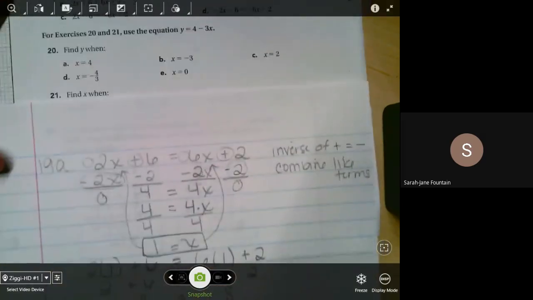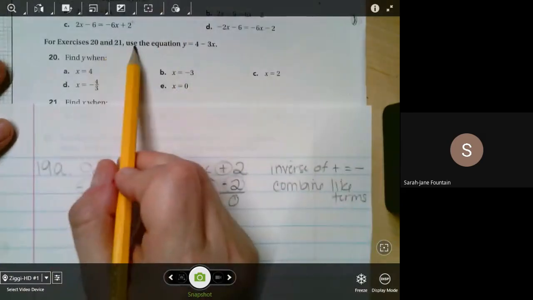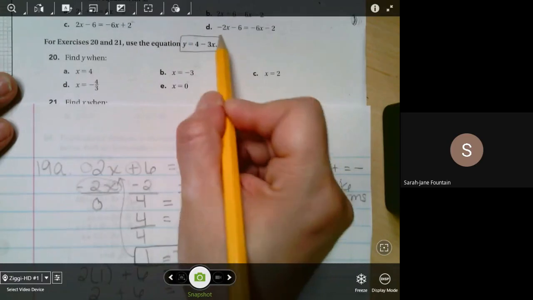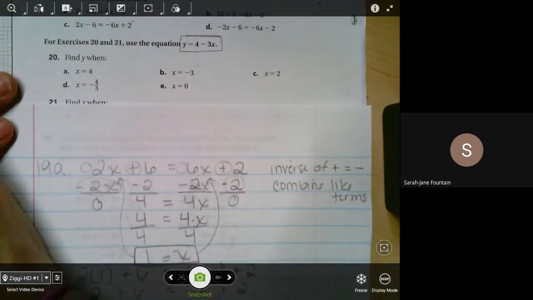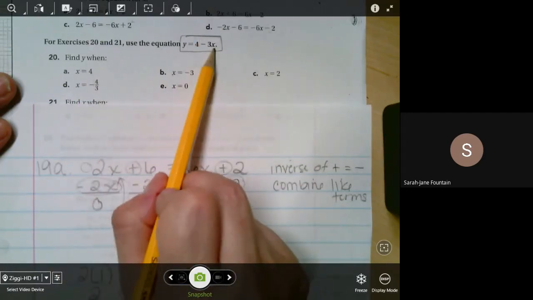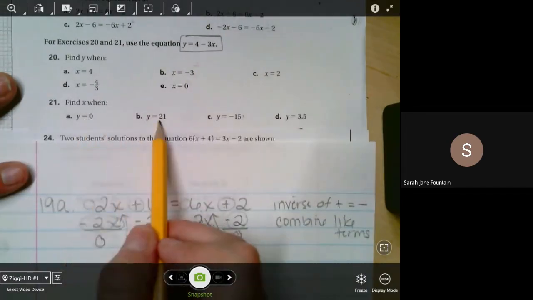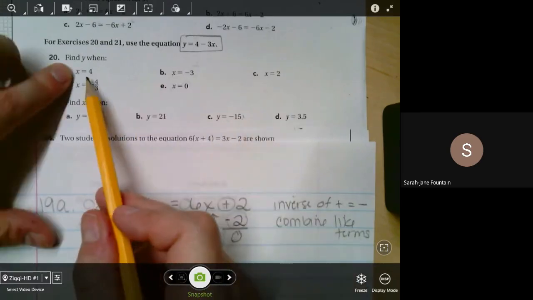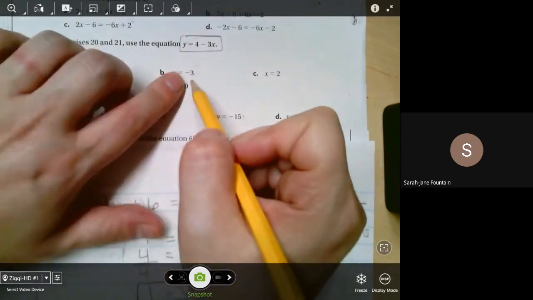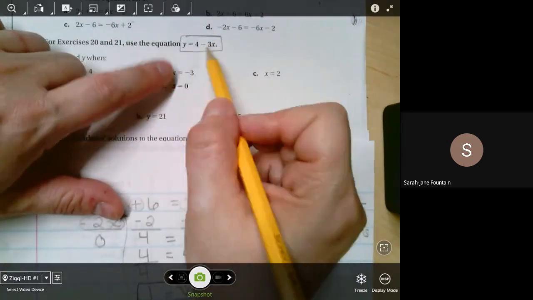Now I'm going to go to 20. Right here, it says for exercise 20, when you use the equation y equals 4 minus 3x, it is giving you the equation. All it's asking you to do is plug in these numbers one at a time for x. And down here, when y. So for 20, we're plugging 4 in for x. Once we come up with that answer, we do another problem. We plug in -3 for x. Come up with that answer, figure it out for this.